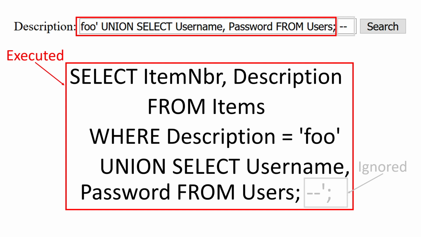So what that would give us is output that looks like a list of items from the database concatenated together with a list of users. They're showing their usernames and passwords. So let's try that and see what that actually looks like.